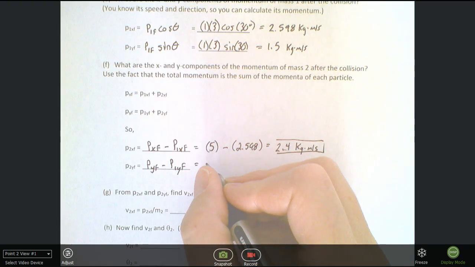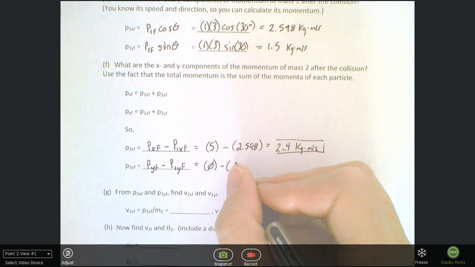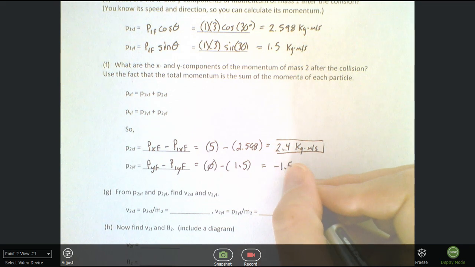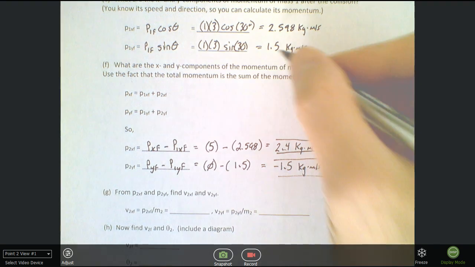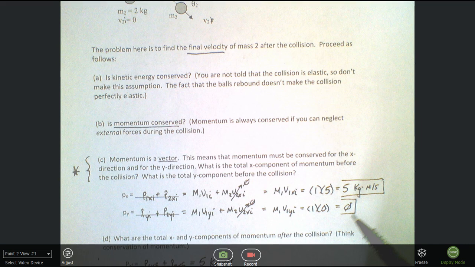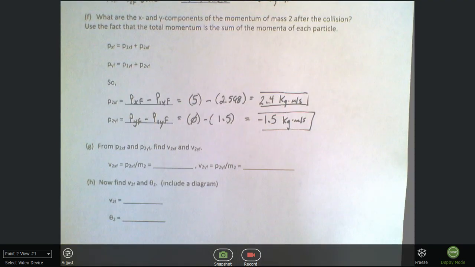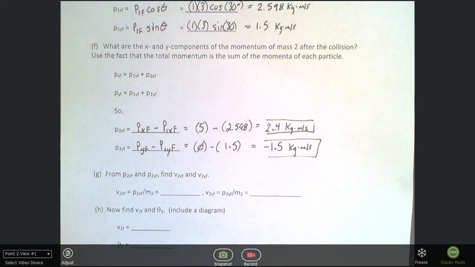So here, the total y momentum was 0 minus P1yf, which is 1.5. And there you go, 1.5 minus 1.5 is 0. We know that the total momentum before the collision in the y direction was 0, and the total momentum in the y direction after the collision is also 0. So when you see the 1.5 subtract the 1.5 giving 0, it makes sense.